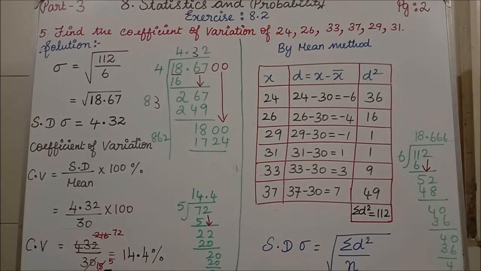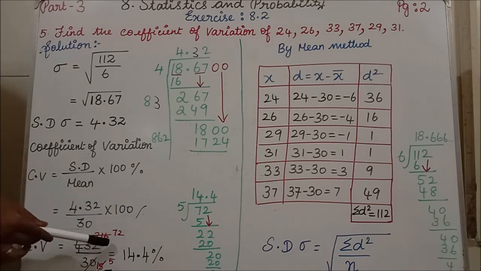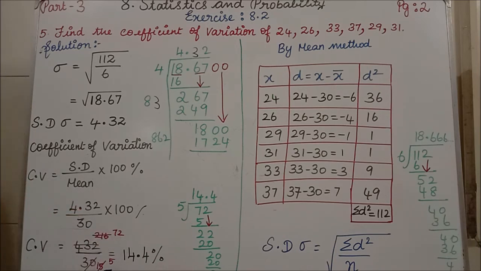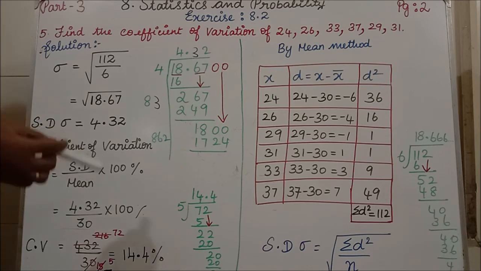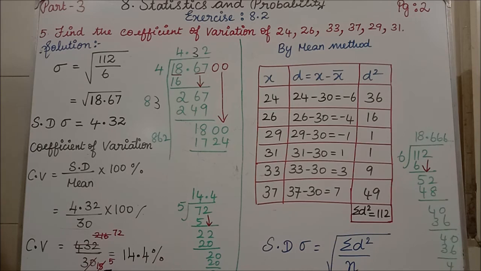Here, see, standard deviation is 4.32. Mean in page number 1 we got 30, into 100%. Your percentage will come. Now after this 4.32 into 100, if you multiply we will get 432 divided by 30. Then this percentage alone is there. If you cancel 72 in the numerator and denominator we are getting 5. So if you divide, 5 into 72, the answer we are getting is 14.4%. That is the coefficient of variation answer.